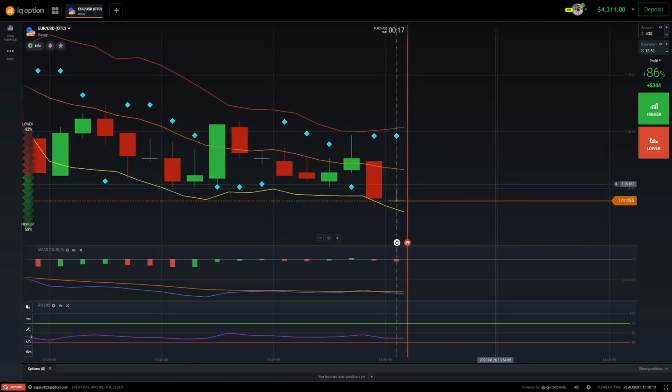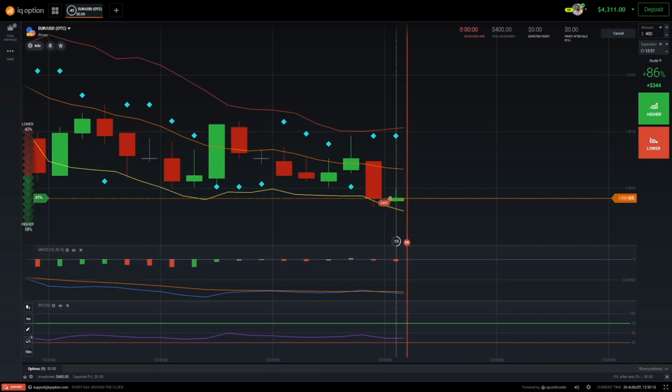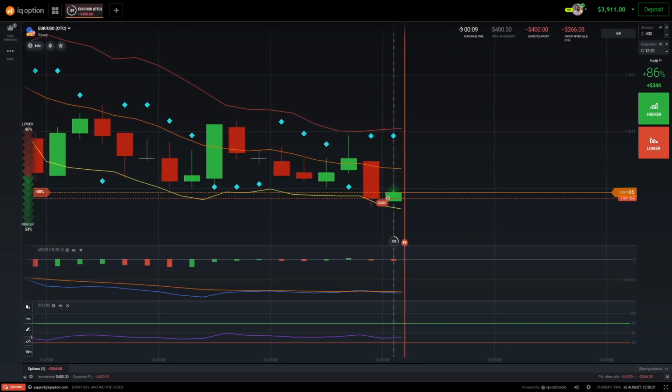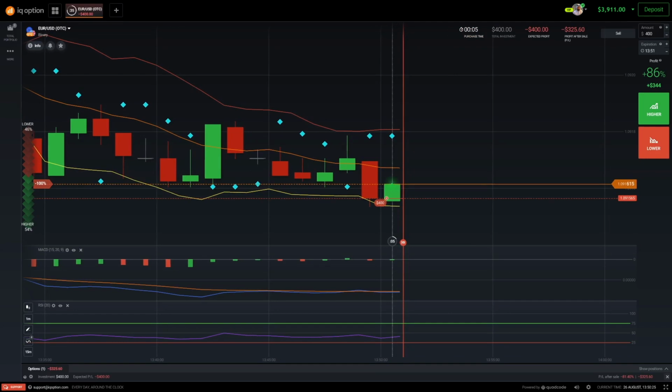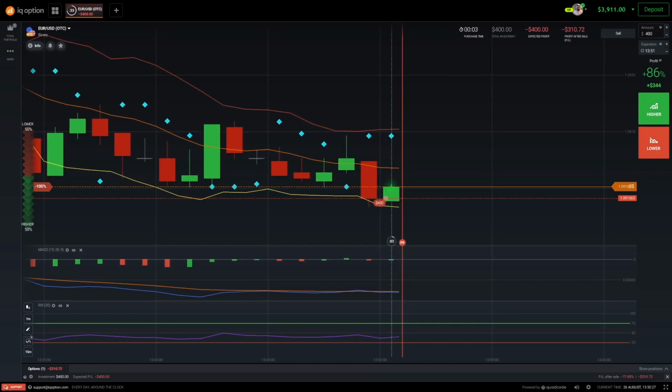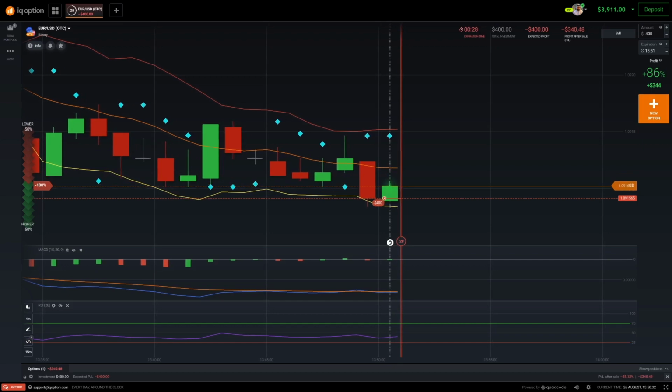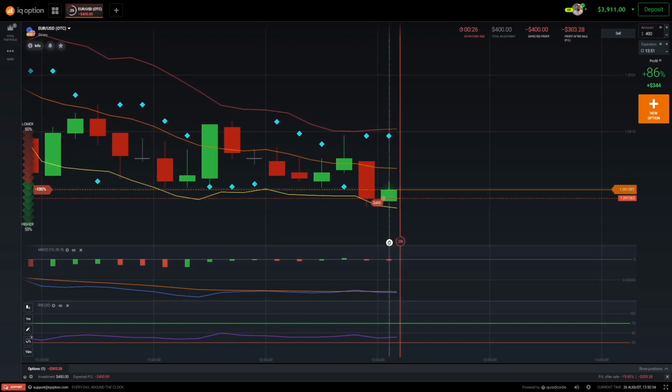Yeah, I guess we still have one trade to take. This one, the next candle should be red, and I guess that's it. I guess this is the last trade. Yeah, I had a good amount of money. We started with $100. Now we are almost at $4,000.